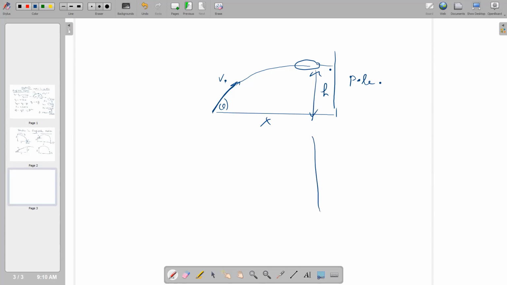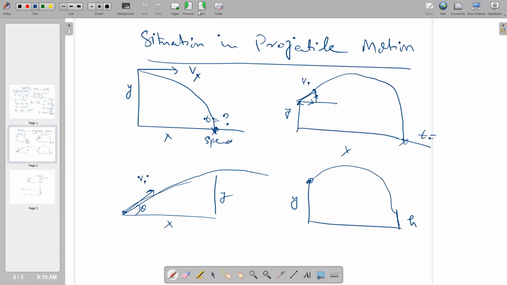This is the barrier, this is the horizontal distance, and this is the center point. If any ball or bullet is thrown in this direction, in front of the center, and then it goes like this, how much distance will it cover here? This is another situation. All these situations are very important for solving the problems, so you must remember which situation the problem is related to.